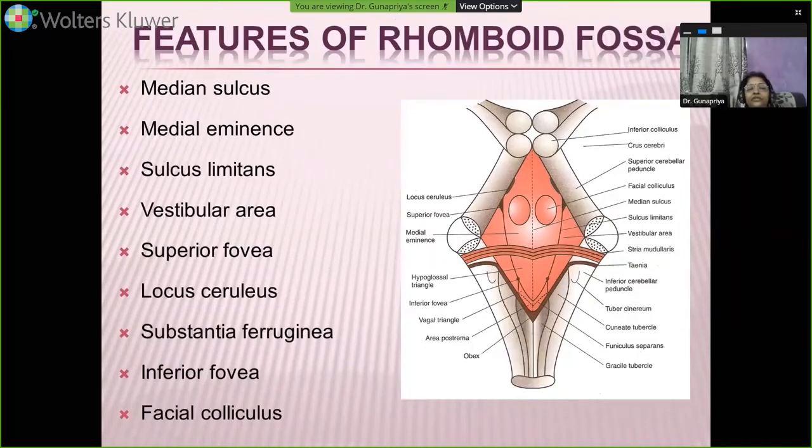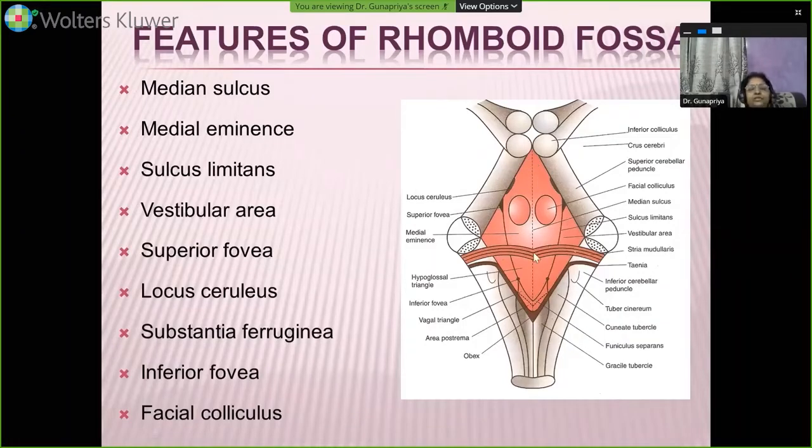We'll now go on to the features of the rhomboid fossa, or features of the floor of the fourth ventricle. If you remember, I've already dealt with the external features of the posterior surface of the pons with you in a session on the pons. So here again, I'm going to reiterate all those features.